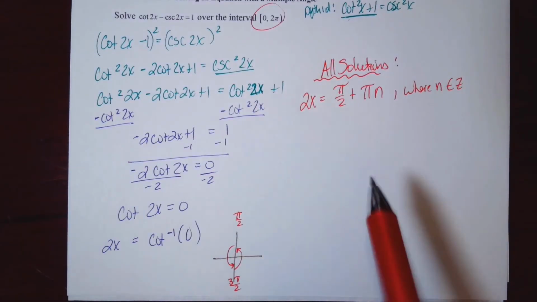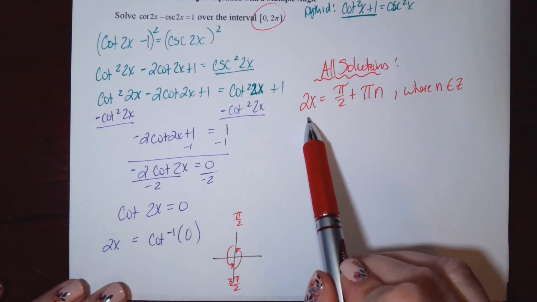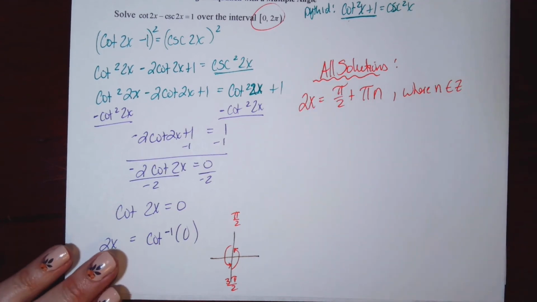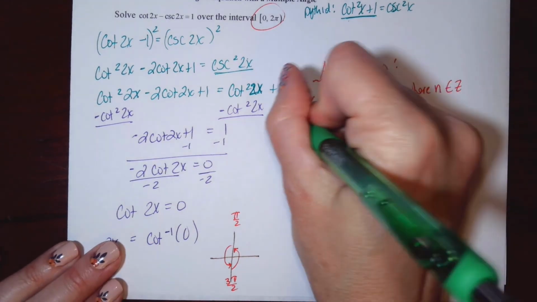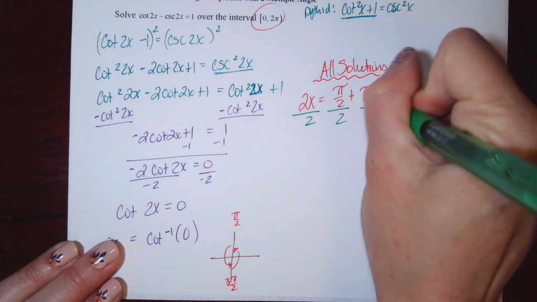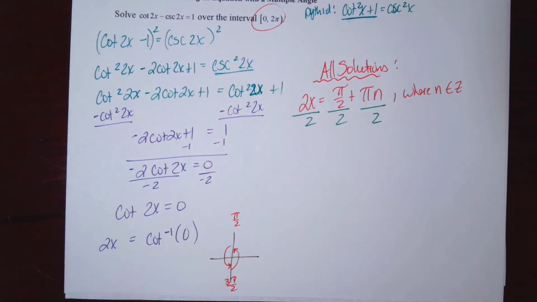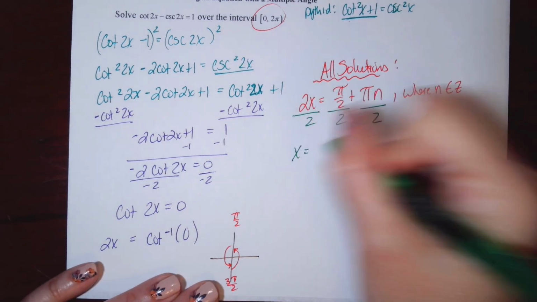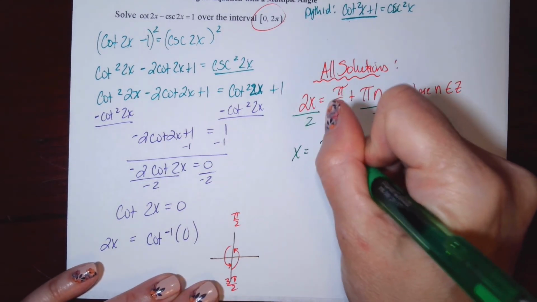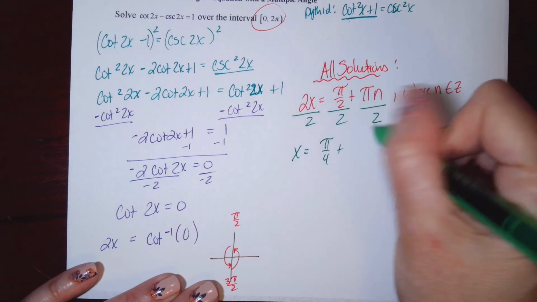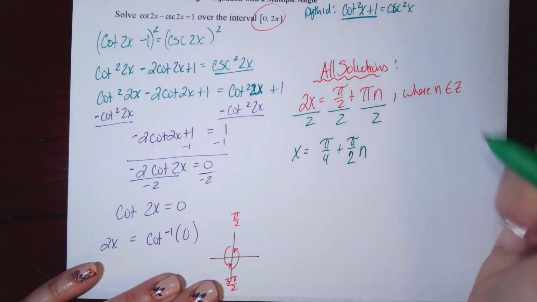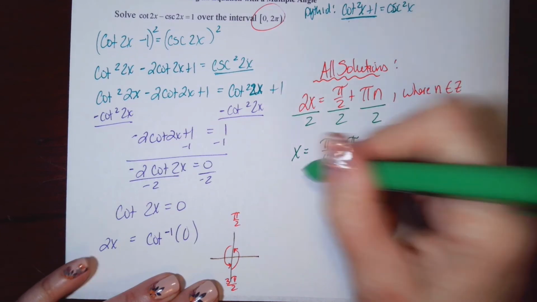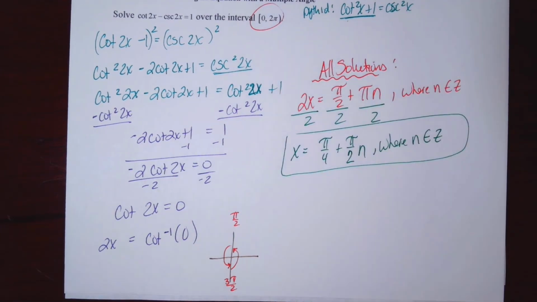In this one, we've got 2x. So to solve for x, instead of multiplying everything by 2, here I need to divide everything by 2. So my statement becomes x equals, well, pi half divided by 2 is pi fourth plus pi half n. And of course, still, n is any integer, n is an element of the integers.